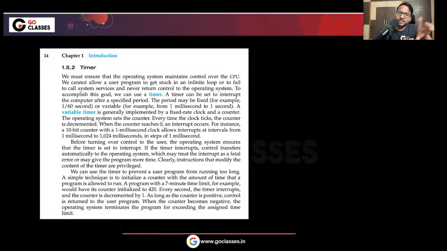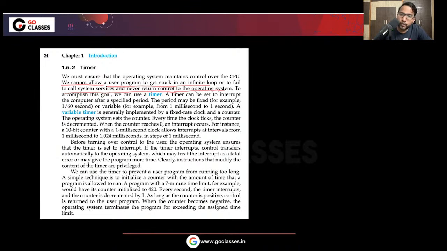Now let's go over this paragraph that is given in Galvin. What they're saying is: we must ensure that the operating system maintains control over the CPU. We cannot allow a user program to get stuck in an infinite loop or to fail to call system services and never return control to the operating system. Yes, I agree. They are saying that we cannot allow a process to go into an infinite loop. That is fair, I completely agree.